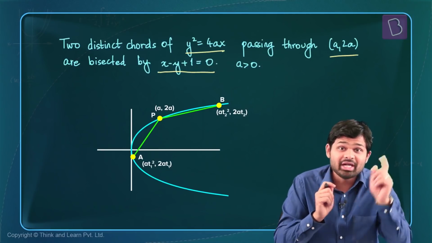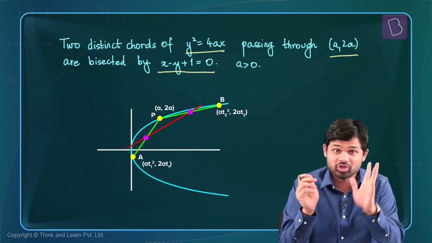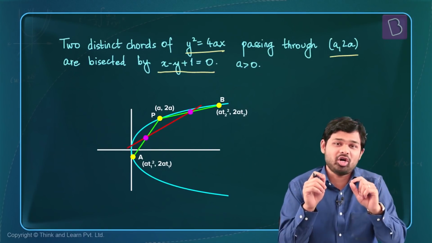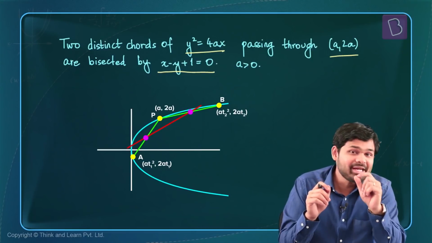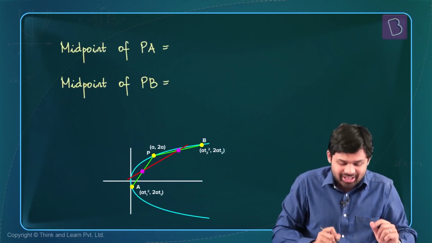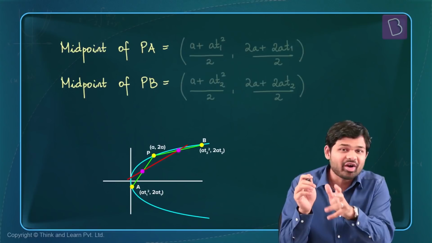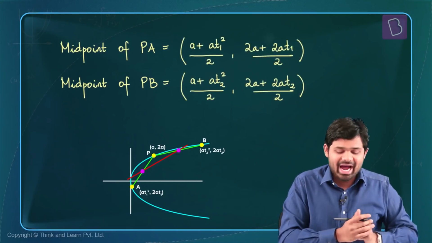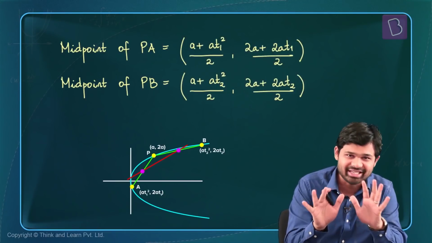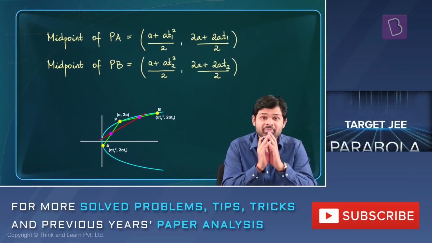What has been further told? Now there is this straight line which is x minus y plus 1 equal to 0. That straight line bisects both the chords, which means that the midpoints of both these chords lie on that straight line. So let's find out the coordinates of the midpoints of PA and PB. Pretty straightforward. Everything is going to be in terms of a's and t1s and t2s. I'm not going to change anything. So it's a very simple application of the midpoint formula.